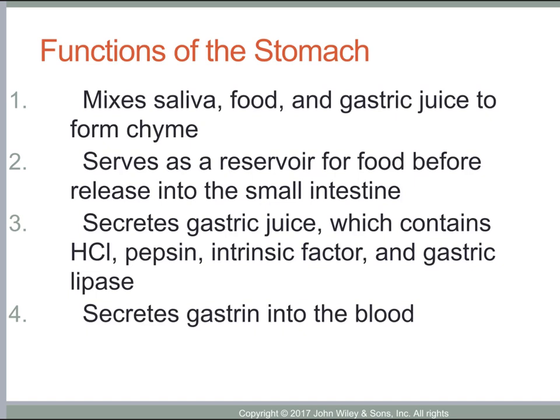It could take anywhere from 4 to 5 hours for the stomach to completely empty. So when we say that it is a bulk reservoir chamber, that is exactly what it's doing. You say, well, what is it doing for those 4 to 5 hours? Well, we're letting that stomach secrete its gastric juices. It's going to contain hydrochloric acid, pepsinogen, which we'll look at, that conversion of pepsinogen to pepsin with hydrochloric acid, intrinsic factor, and gastric lipase.